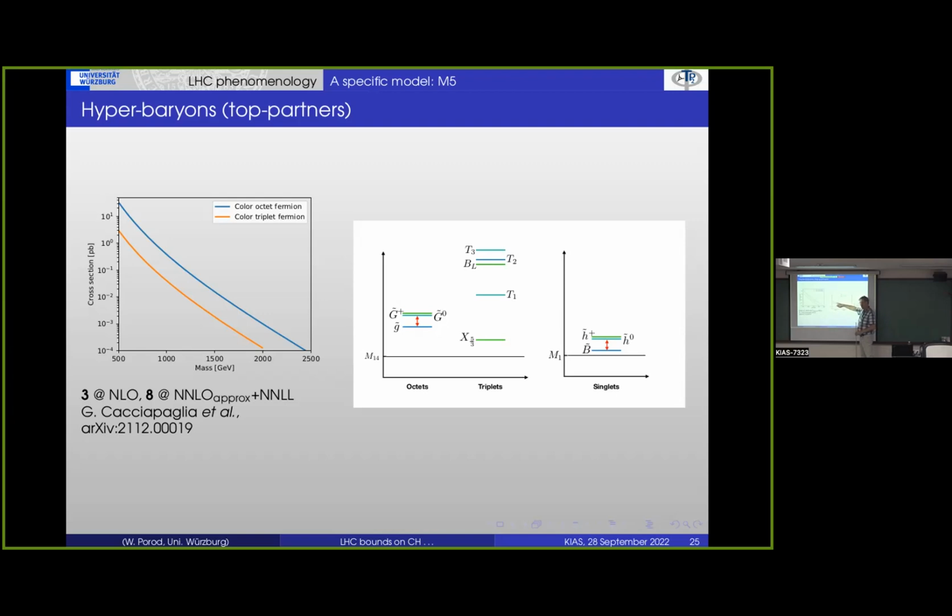That's the reason why this X5/3 is lighter than the color octets. I think that's what you would naively expect. But those guys here, they mix with the standard model quarks, and this mixing induces a slight positive mass shift. That's the reason why we expect that those guys here are somewhat heavier than these color octets.